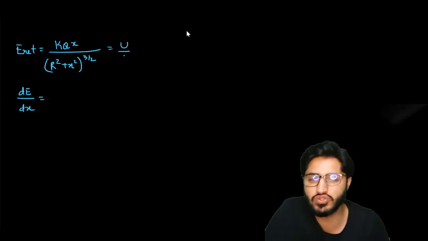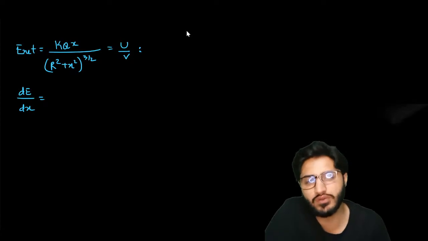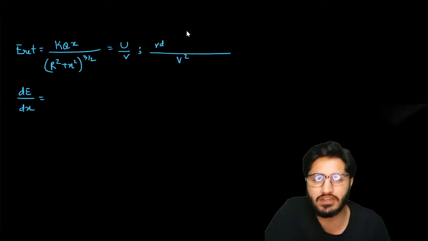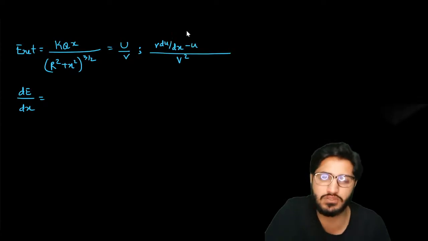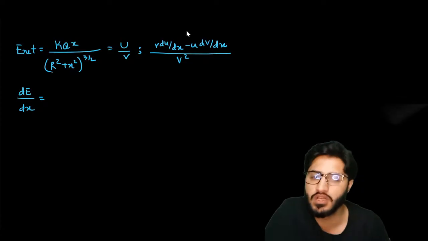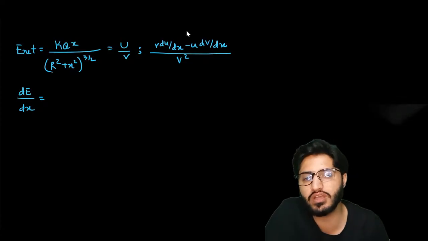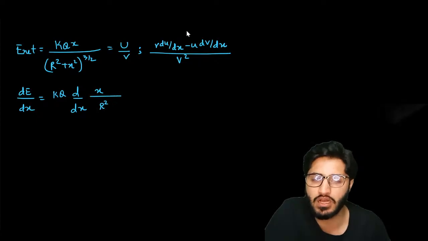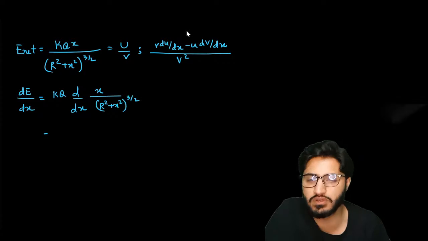I can use the u by v rule. The derivative of u by v will be over v square. I will take v common, differentiation of u with respect to x minus u differentiation of v with respect to x. Simple. So I can write, look, k and q are constant. Now I will take k and q outside, then I can use the differentiation part. It would be x divided by (r square plus x square) to the power 3 by 2. Look, kq this side.